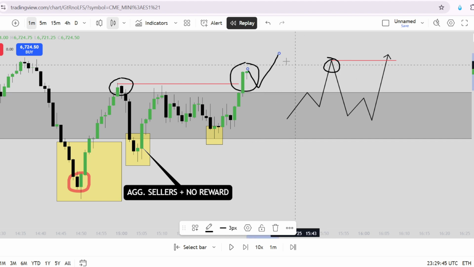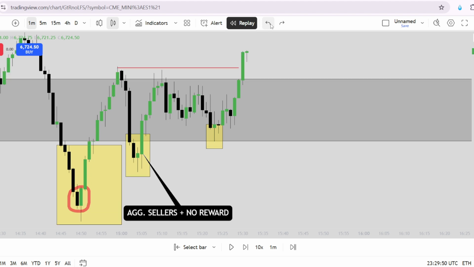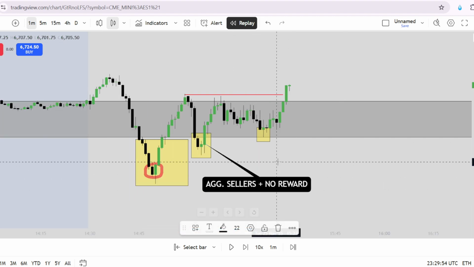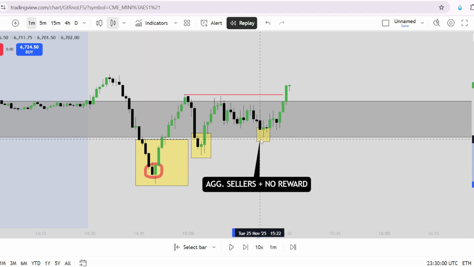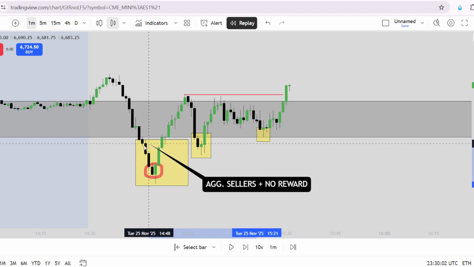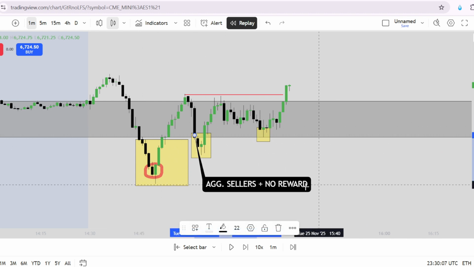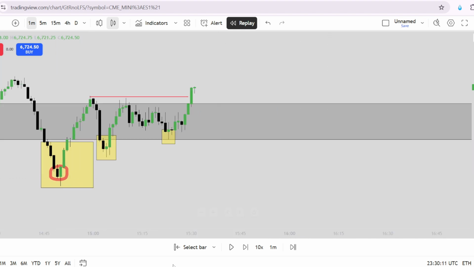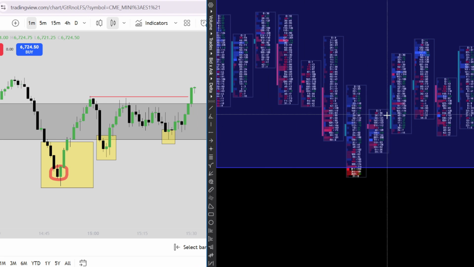Now, this gave me a lot of confidence to go long. The reason it gave me the confidence to go long is not because of a breaker structure or a candlestick closure. It's because of what was going on here, between about 9:45 all the way to about 10:30. This entire region was packed with aggressive sellers, a ton of aggressive sellers, but there was no actual reward. So this is what we refer to as an absorption, absorption of aggressive sellers.